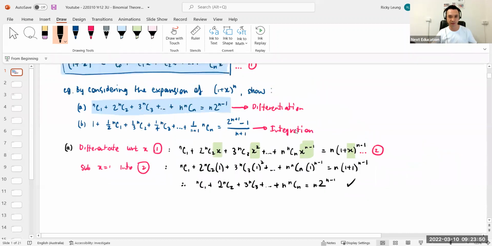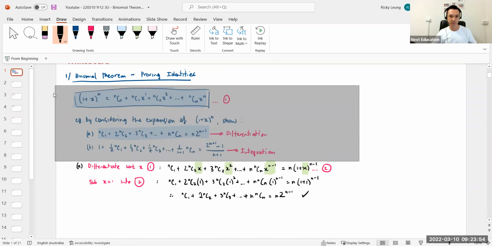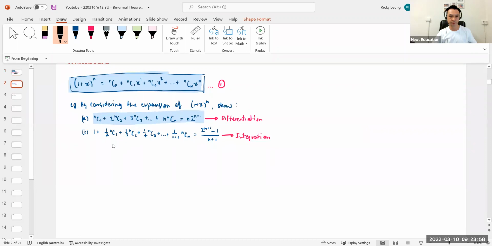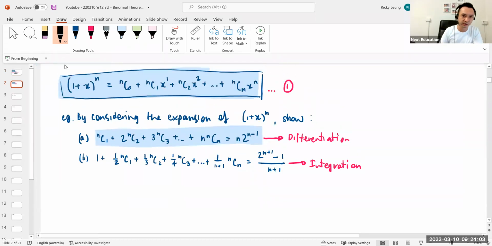So let me see how much space I have. I don't have a lot. So what I'm going to do, it's okay, I will copy this, plug it into the next one. Perfect, and I will do number 2, because I still need the binomial expansion there anyway. So part B, just like before, I'm going to now integrate.